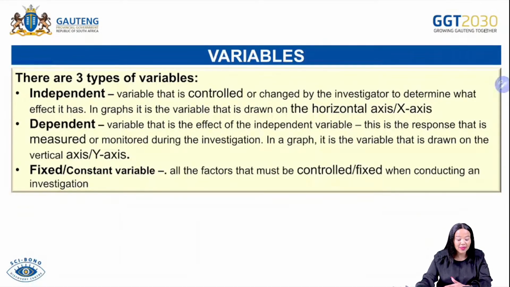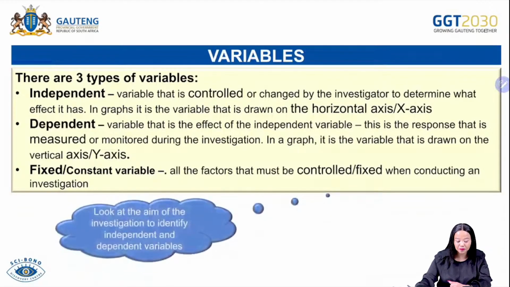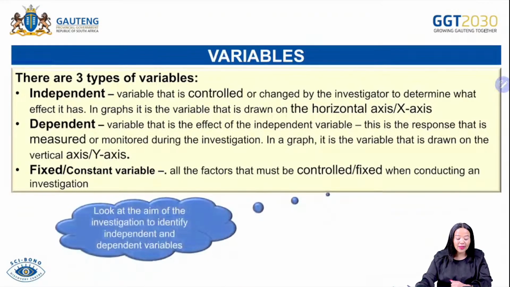And the dependent variable is the variable that is affected by the independent variable. And we have spoken also of what we call the fixed variable or the control variables. Those are the variables that the investigator needs to keep constant. And look at the aim of the investigation. As I've said previously, when you look at the aim of the investigation, that's where you're going to get your independent variable and your dependent variable.